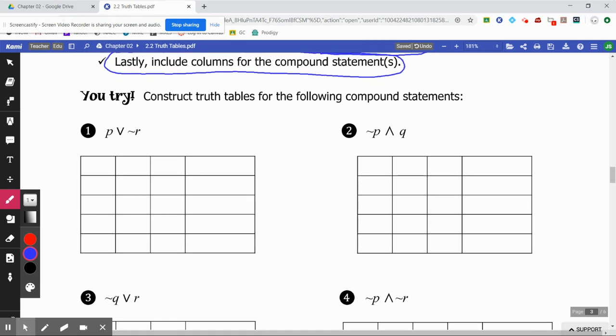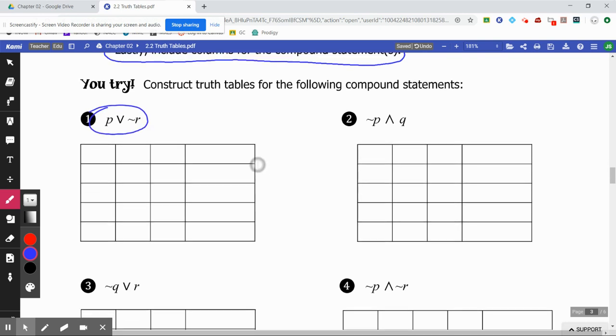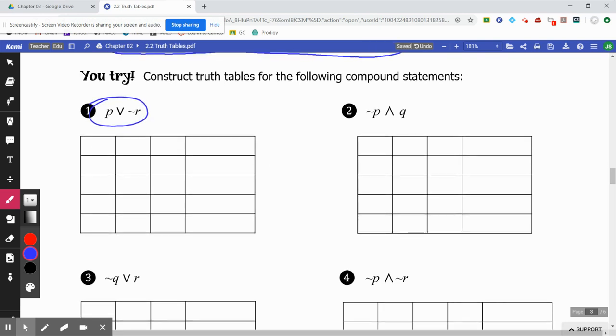Construct truth tables for the following statements: P or not R. Okay, so we've got two different statements here. This involves P and it involves R. Then you also have a negation of R, so let's go ahead and include a column for the negation of R. And then finally, we're going to do the entire thing, P or not R. Let's find out, when will P or not R be true?